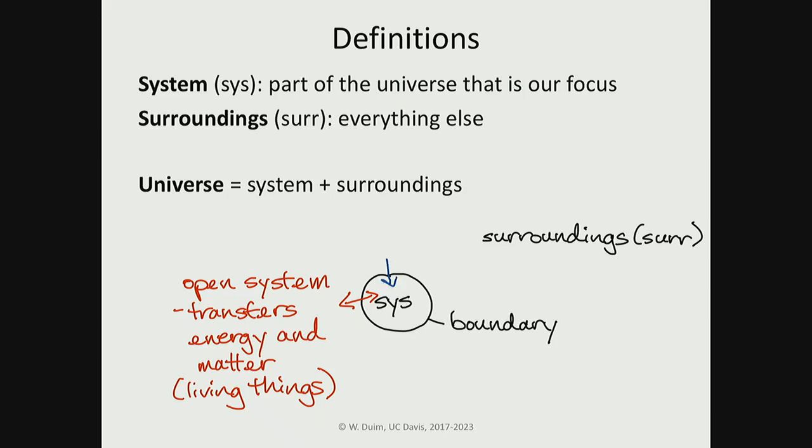The next type is a closed system. A closed system transfers energy but not matter, excuse me, sorry. But not matter, just energy. And the third type is an isolated system. An isolated system doesn't transfer energy and it doesn't transfer matter.